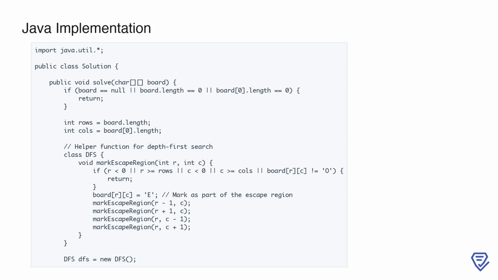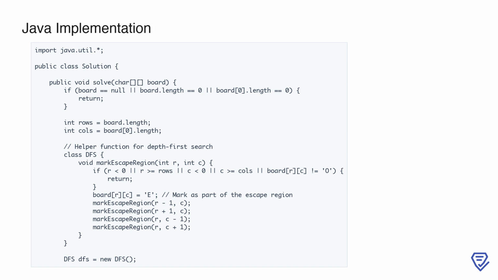Before proceeding, we perform a basic validation check to ensure the board is not null and has valid dimensions. If it's empty, we return immediately. Next, we initialize the number of rows and columns in the board to use throughout the implementation. We then define a helper class, DFS, which contains the method markEscapeRegion.